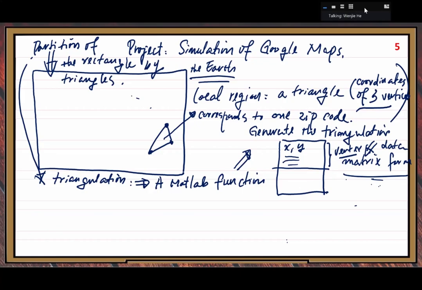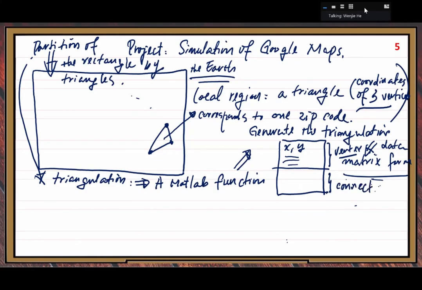And each vertex has a number, a vertex number: first, second, third, 1, 2, 3. So it is a long list of vertices. Then, the bottom part is the connectivity, how to connect those vertices. Each triangle, you need to connect 3 vertices, right? So the bottom part is the connectivity information.